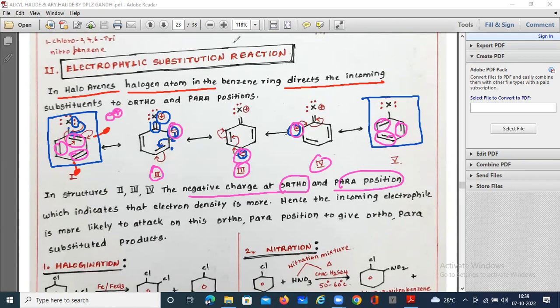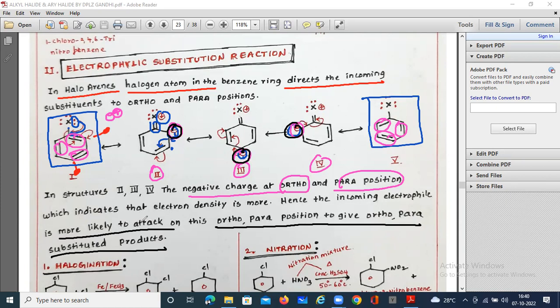wants to attack wherever the electron density is more, like the ortho and para positions. So the incoming electrophile is more likely to attack at the ortho and para positions to give ortho and para substituted products. Clear? So this is the basic.